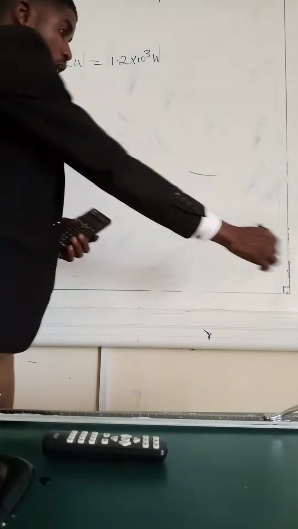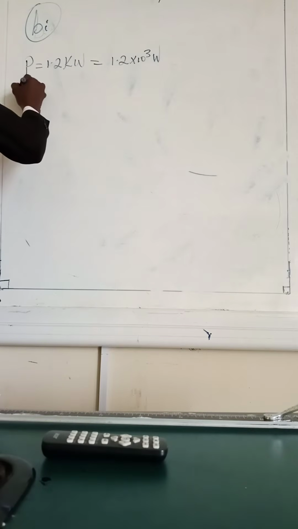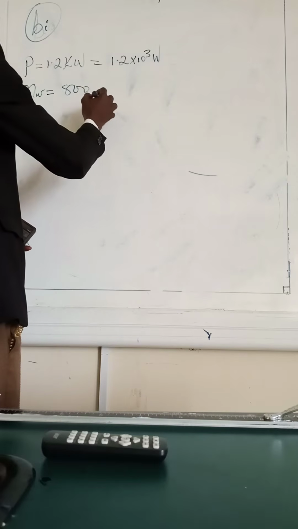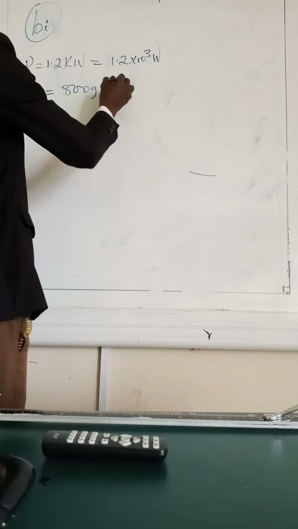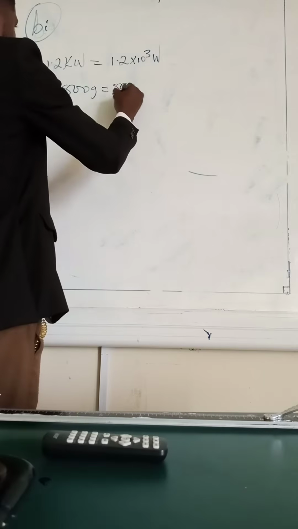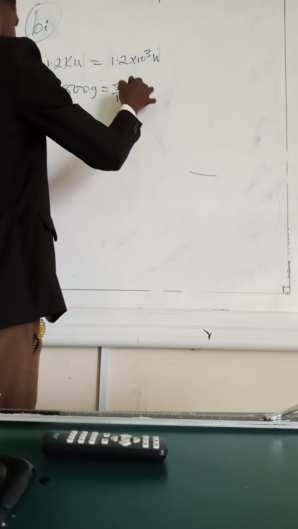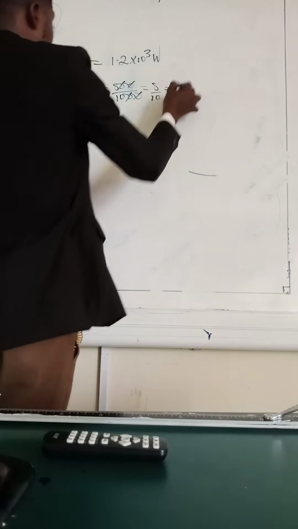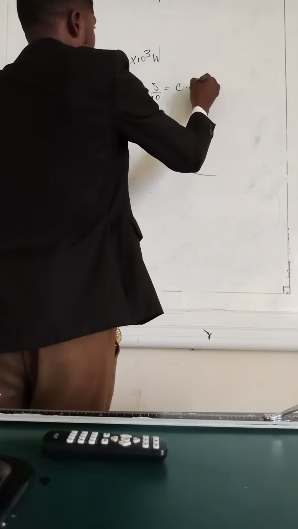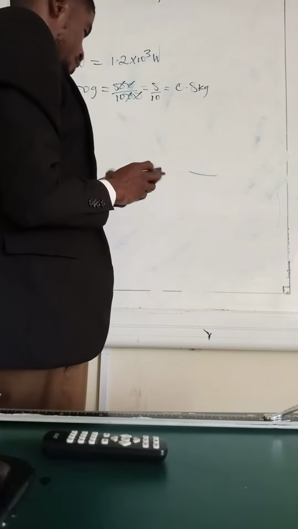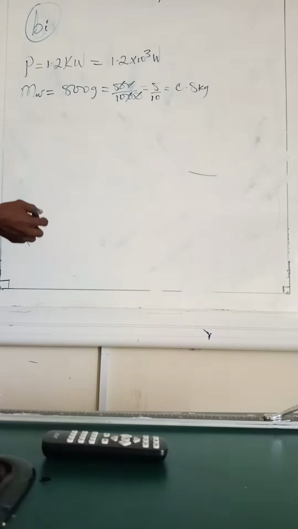The next thing is the mass of water. Let's say the mass of water, M_W, is equal to 800 grams. We convert it to kilogram by dividing by 1,000. So 800 grams divided by 1,000 gives 0.8 kilogram. Let me confirm: 8 over 10 will give you 0.8. Yes, I was correct.